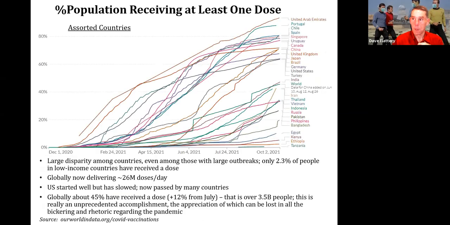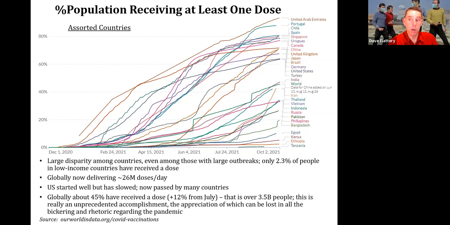Vaccines. So this is a set of some of the bigger countries, or an interesting set. This used to say most populous countries. Now I just say assorted countries because it's really not chosen strictly by population. But you can see there's a very big range from the UAE up near the top, all the way down to mostly African countries that are very low, 10% or less, Egypt and Kenya and Ethiopia and Tanzania, and then everybody else spread out in between.